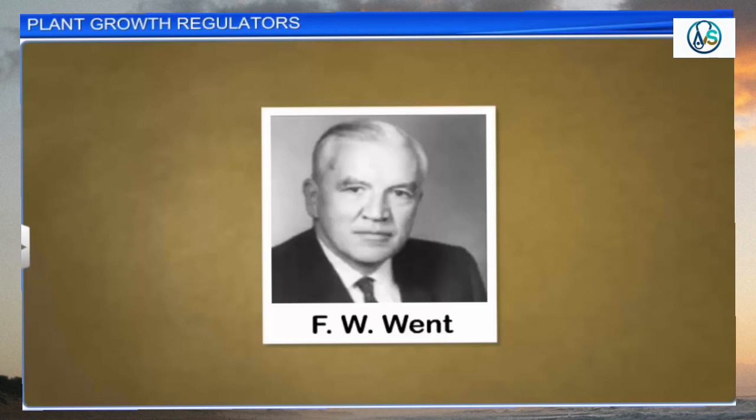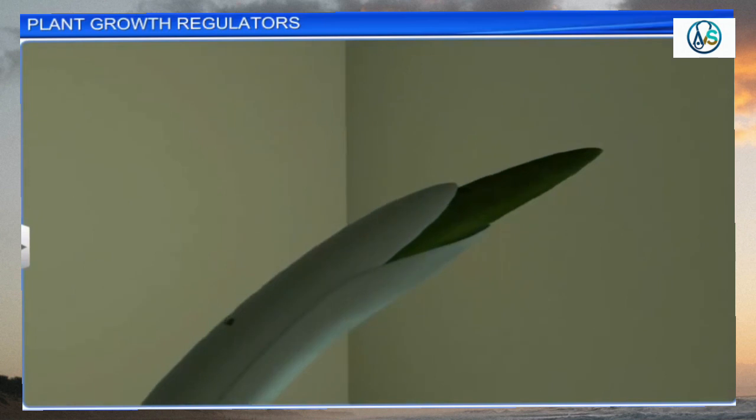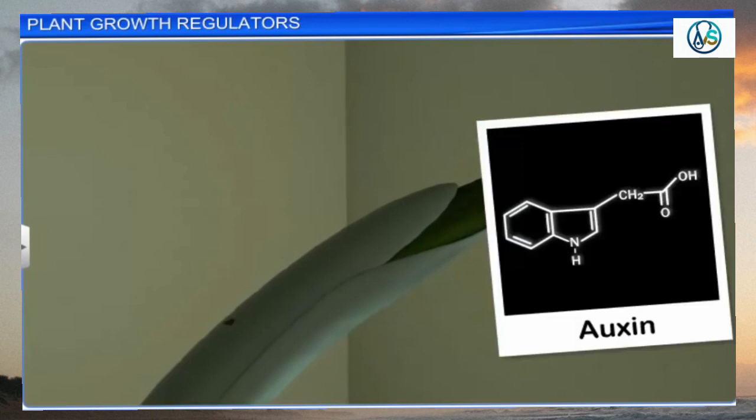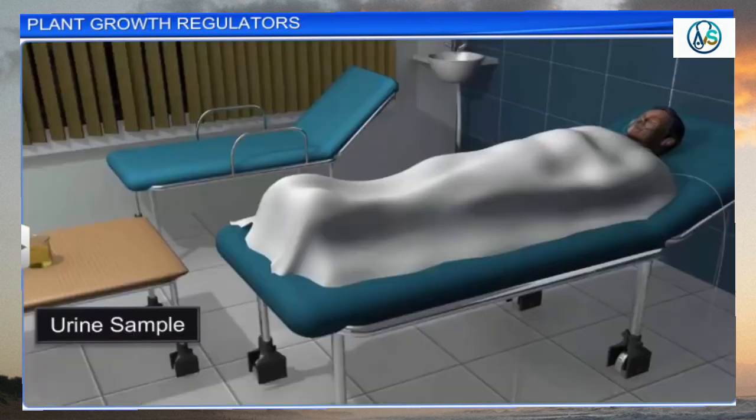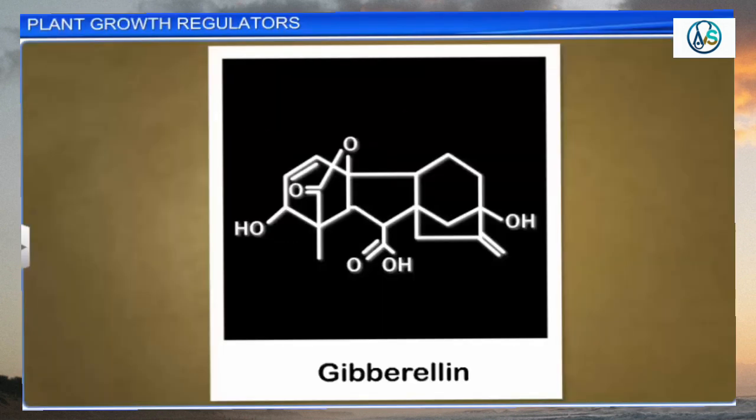Later, F.W. Went discovered that a substance at the tip of the plant was responsible for its growth and called it auxin, which means to grow in Greek. But the chemical structure of auxin was identified when it was isolated from the urine of a patient by Kogl and Haagen-Smit.